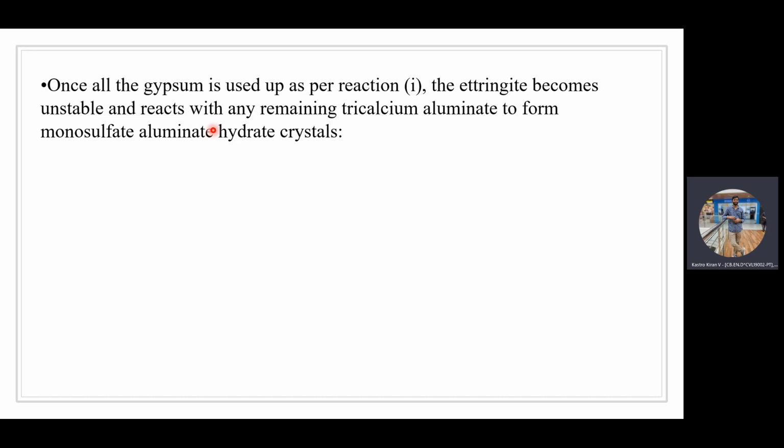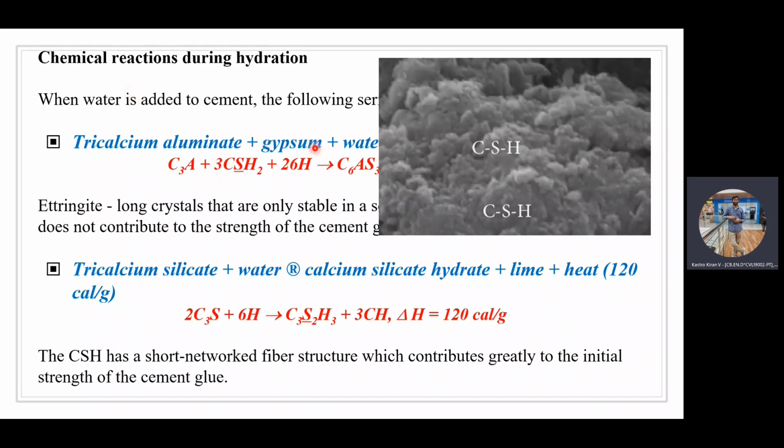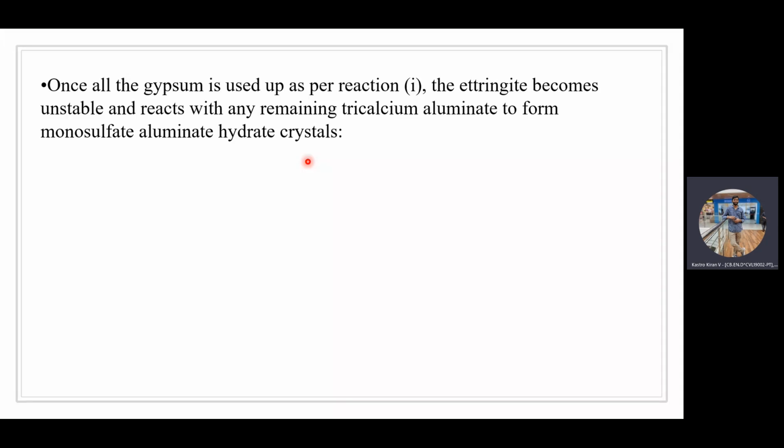Whatever gypsum is being used in the first reaction, once all the gypsum that is available in the cement is completely consumed by the C3A compound, then what happens?